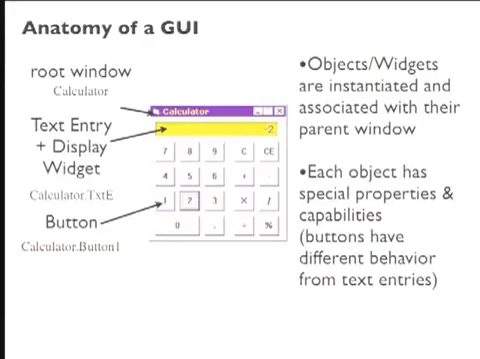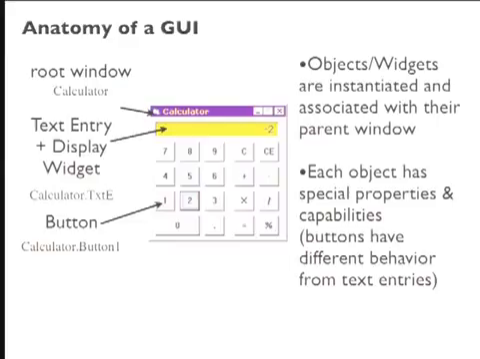Everything within that window, when you create it, needs to basically get constructed and placed with respect to each other. They are instantiated, and they are associated with their parent window. So when I create a button, I say this button has to belong to this window. And then I have to decide where I'm going to put that button with respect to everything else, and that's called a geometry manager.